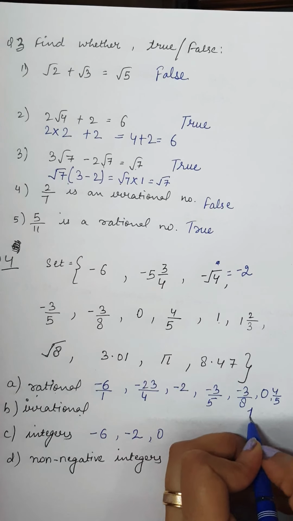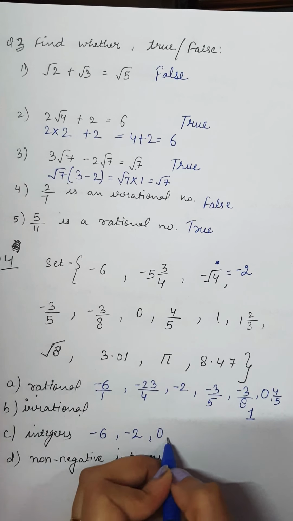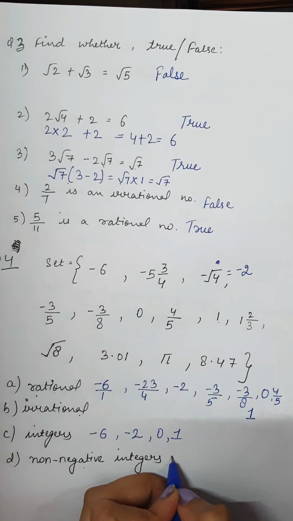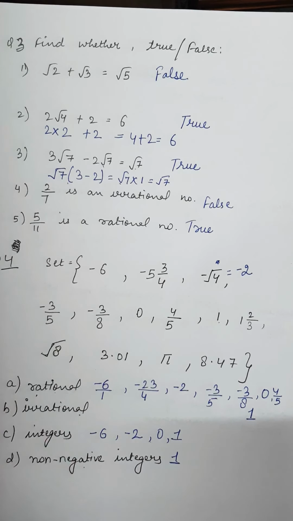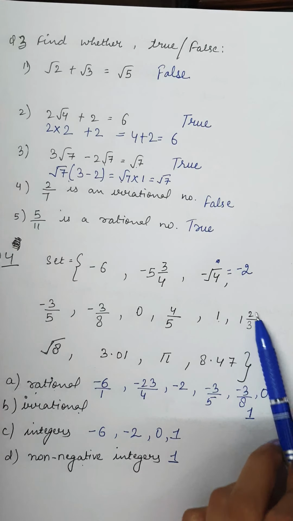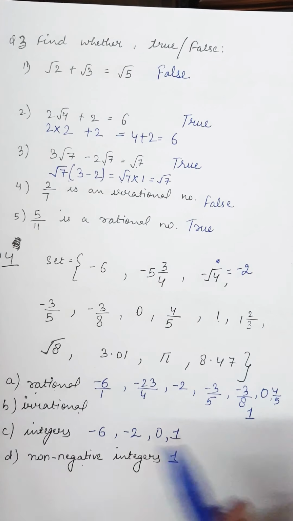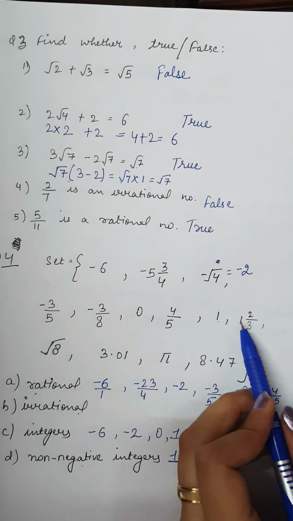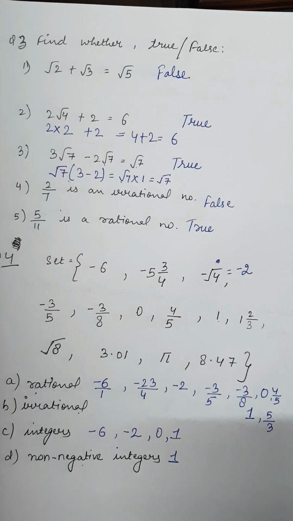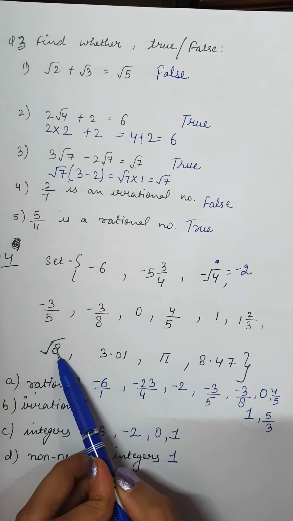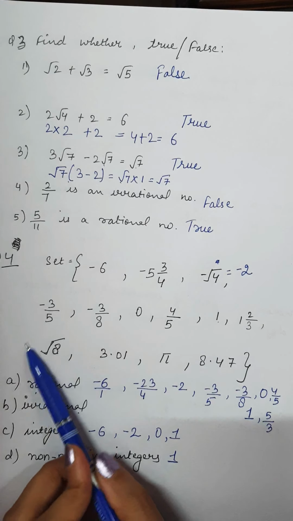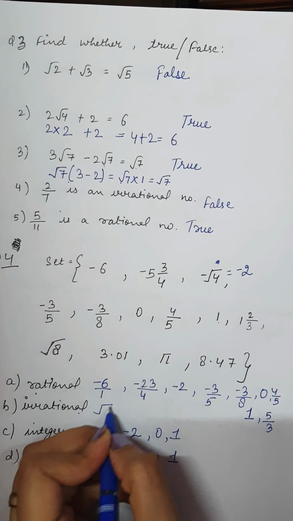The column is short, and here. Now 1 is also a non-negative integer. Non-negative integers are positive integers. Now 1 2 by 3 will come here. This is 5 by 3. Then under root 8. Exact answer is not possible. So this is irrational, under root 8.